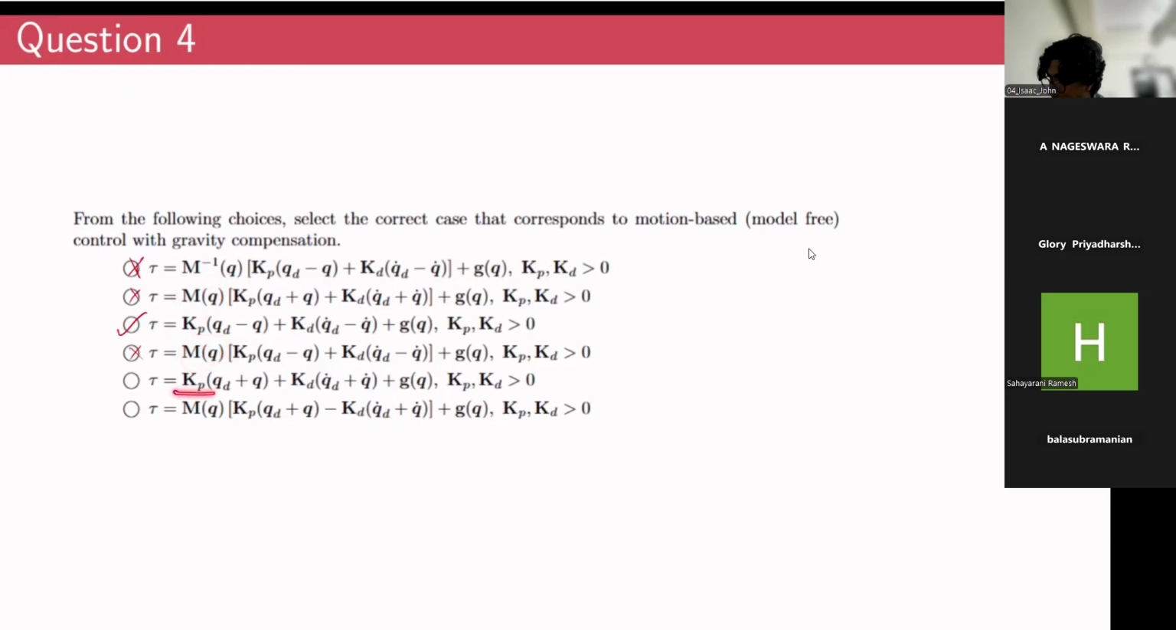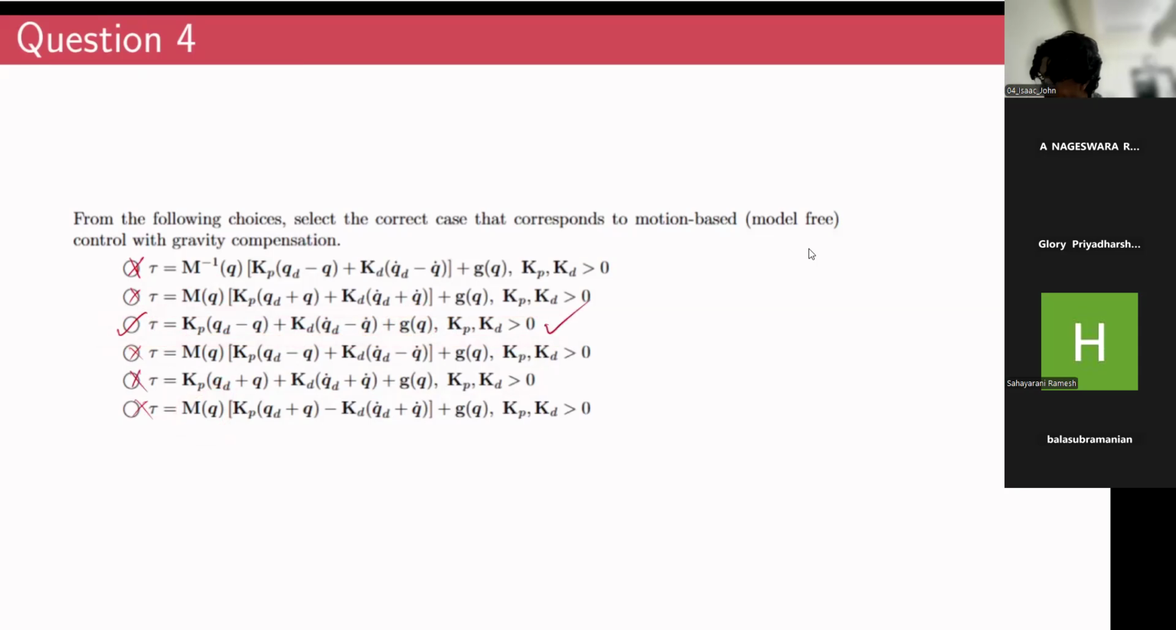Fifth term, this does not look correct either. Kp multiplied by q desired plus q does not look like an error term. That is false. Sixth term is also not correct because again it has a mass matrix over here. So the only correct option has a proportional term and a derivative term and just a gravity vector. In that regard, option 3 seems to be the only right answer. Option 3.